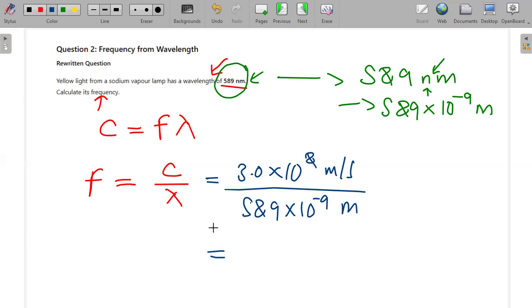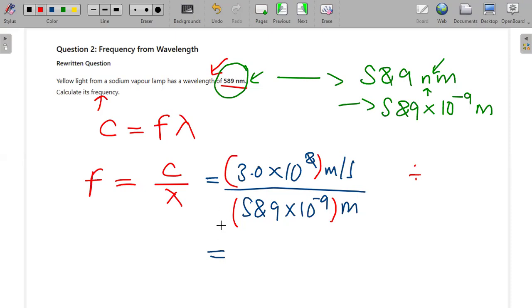When you're doing it on the calculator, make sure you are very careful with how you're punching these values. If you want to punch this directly on the calculator, you first write this, so you write 3.0 times 10 to the power 8, and then you put it in brackets like this on your calculator. And then you say divide by, and then you also write this in brackets like that. And then you divide, and then the answer is just going to show for you.